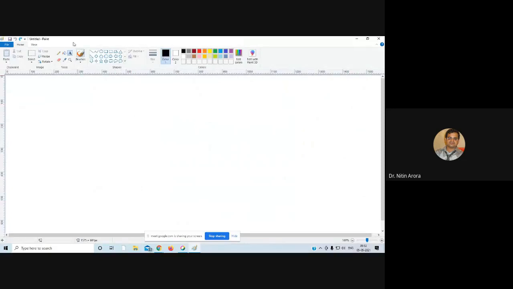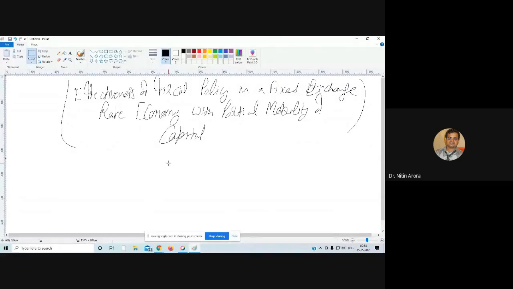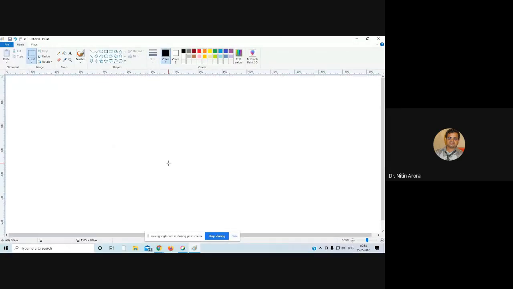Let us talk about the effectiveness of fiscal policy, effectiveness of fiscal policy in a fixed exchange rate economy with partial mobility of capital. Right? We are going to discuss this topic. Again, I will be using the four panel diagram that we were using earlier. Let us draw the diagram. Okay.